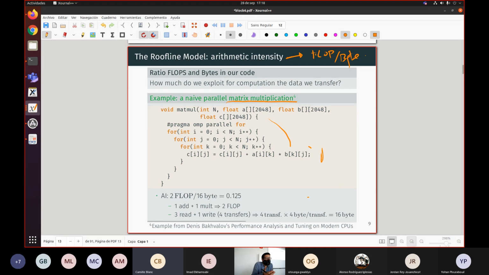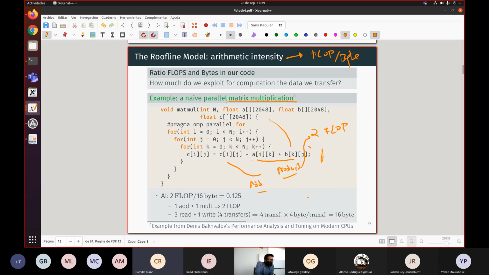So to compute this, we need to know how many floating point operations we're performing. Here we're performing a product, a multiplication, and here we're performing an addition. So we have two floating point operations, product and addition. How much data are we using to compute this?